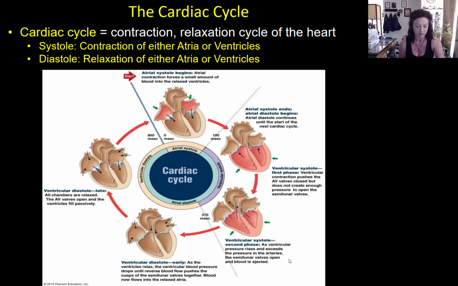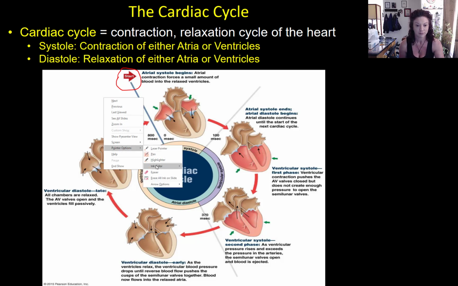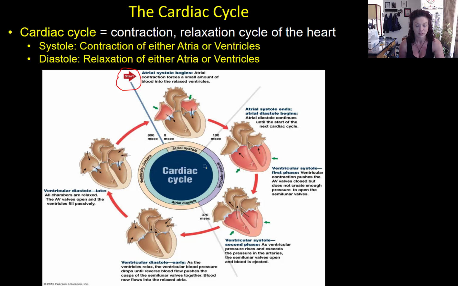So let's examine that before we do anything else. We're going to start here, conveniently where it says start. Let me change my pointer to a different color. All right, you can really choose any point in the cardiac cycle to call the start, but we are going to begin with atrial systole. In atrial systole, as the name implies, the atria contract.